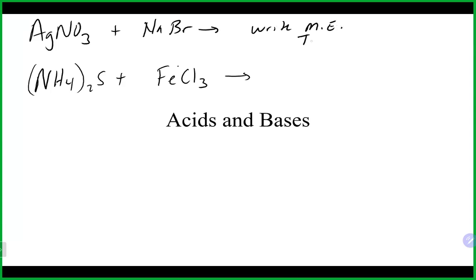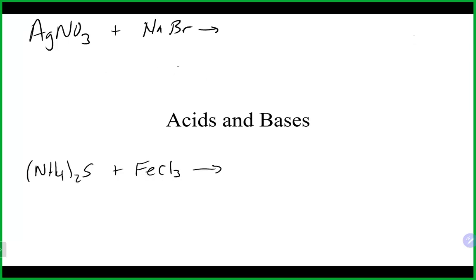Why don't you write the total ionic equation? Why don't you also write the net ionic equation? Why don't you also find the spectator ions for both of them? Use the solubility rules as well to figure out aqueous.